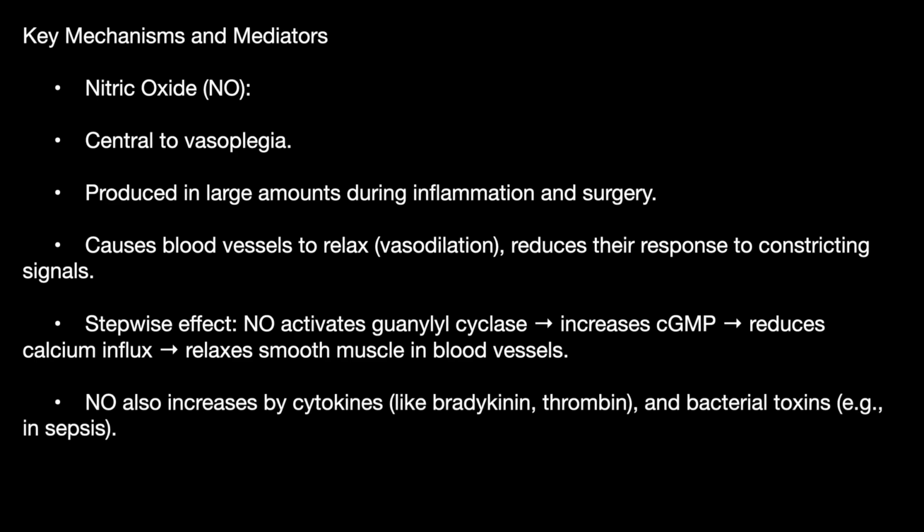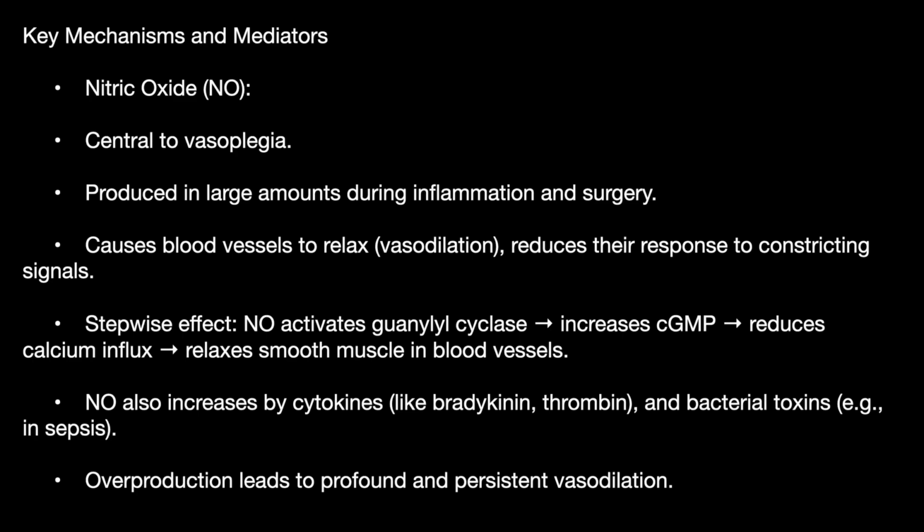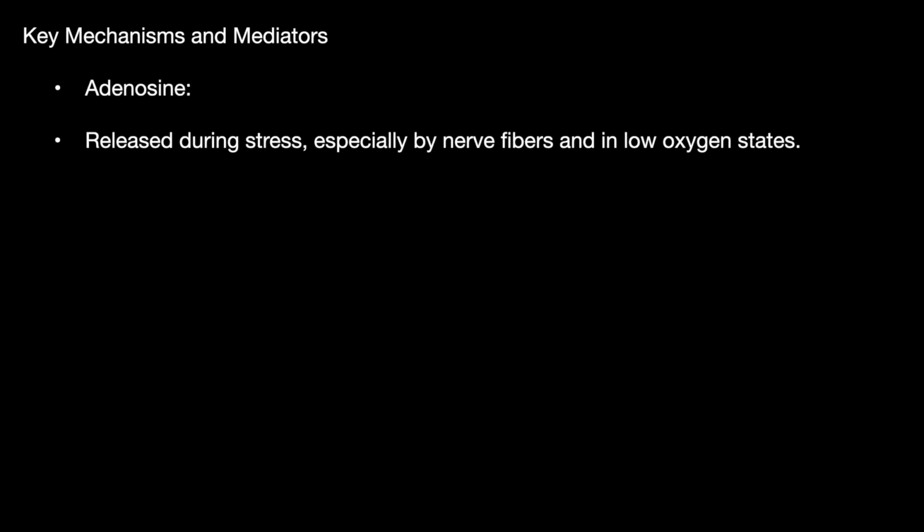So the nitric oxide also increases the cytokines like bradykinin and thrombin and bacterial toxins. So these factors can also result in an increase in nitric oxide. So this overproduction leads to profound and a persistent vasodilatation even in the presence of very high doses of vasopressors. So the key mechanisms and mediators are adenosine.